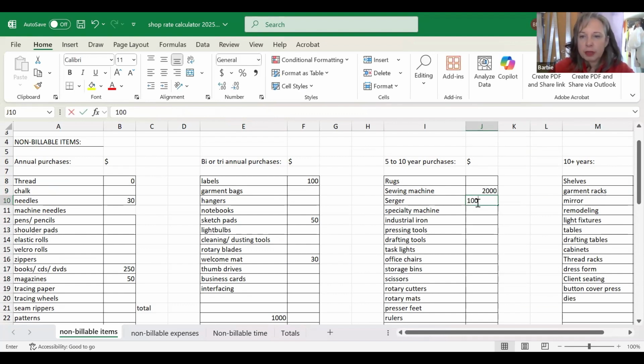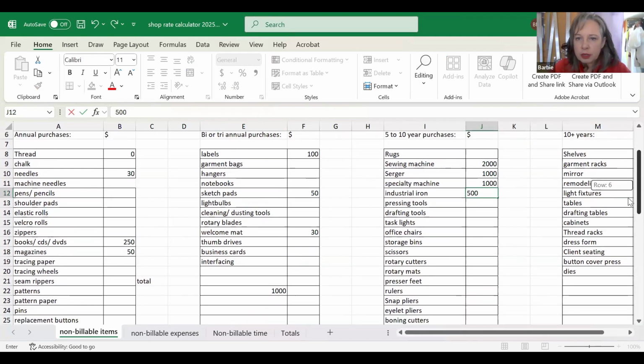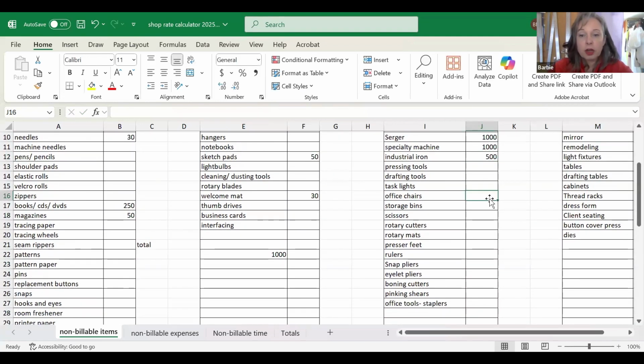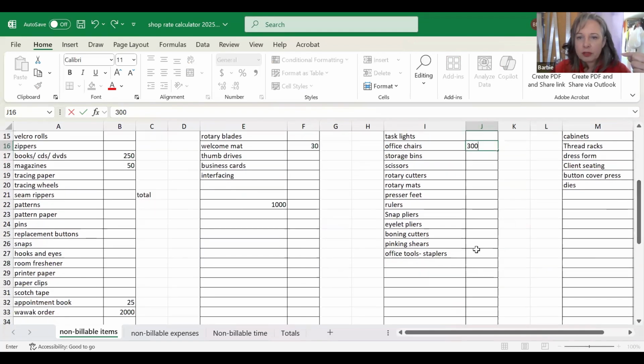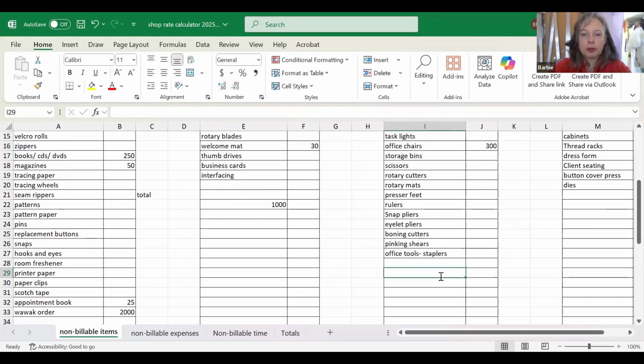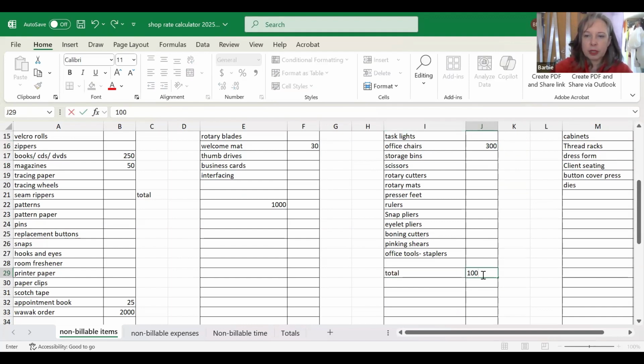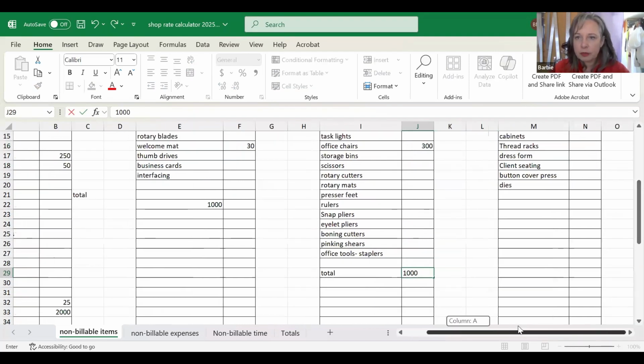$2,000 for a sewing machine, maybe $1,000 for a serger, $1,000 for a specialty machine, boiler irons. Get a good office chair, an ergonomic office chair that is made for your size. All these other things. And then we can also, like I said, put a big total. We're going to jump that up, or maybe $1,000 here.